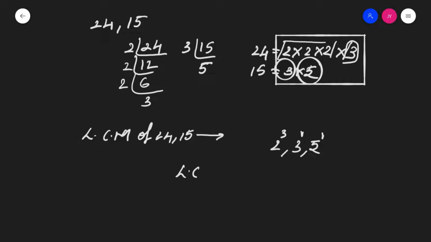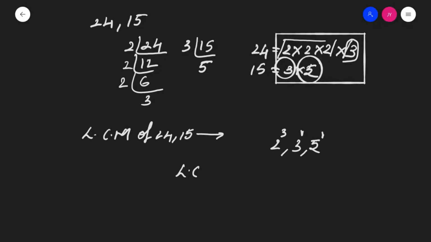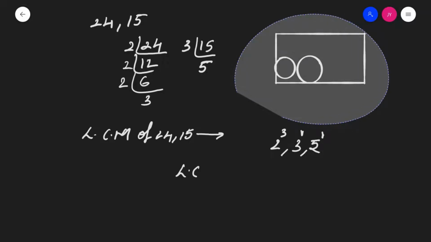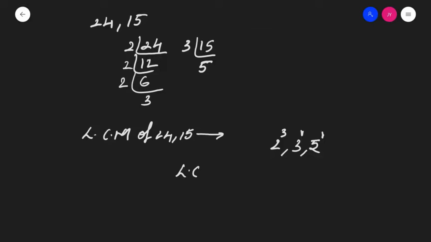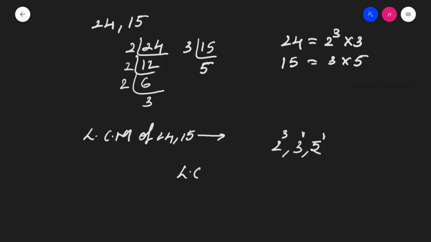So I hope you understood. Let me say it again. 24 is equal to 2 cube into 3. 15 is equal to 3 into 5. The highest power of 2 is 3. There is only one 2 and its power is 3. We can see two 3s here, one is here, one is here, and the highest power of 3 in both is only 1. So 3 power 1, and 5 power 1 is only 5.